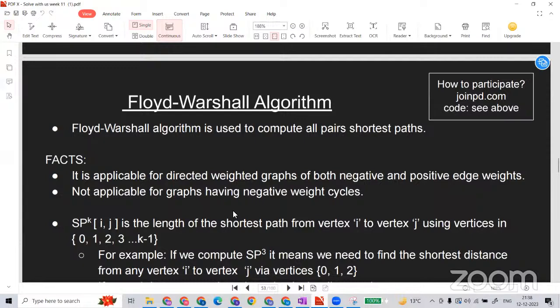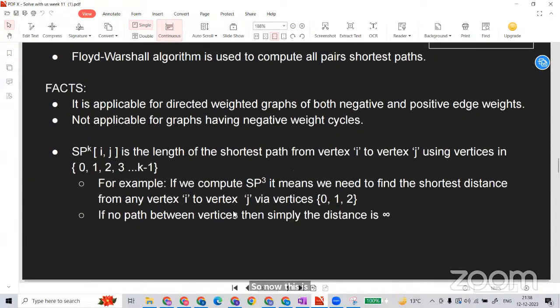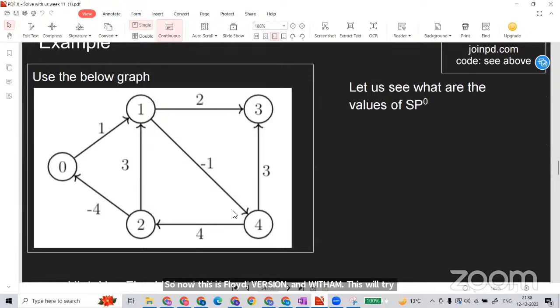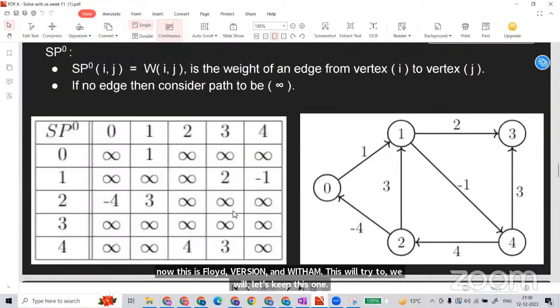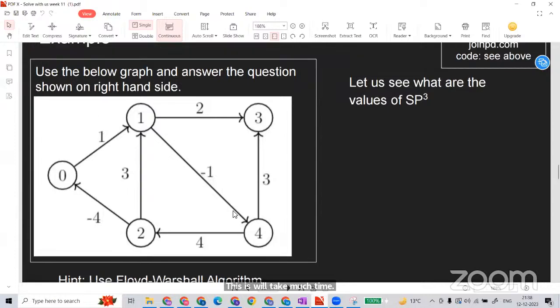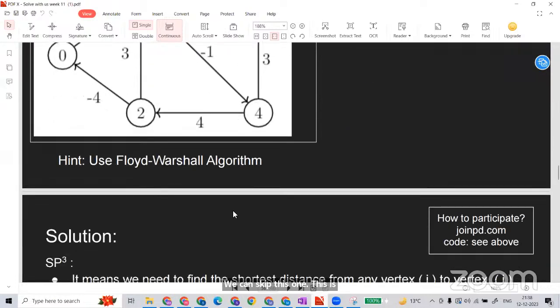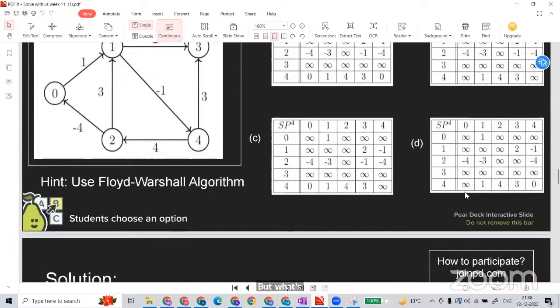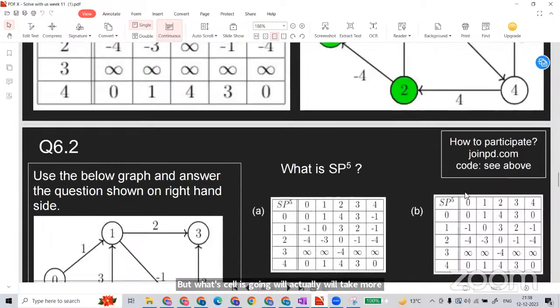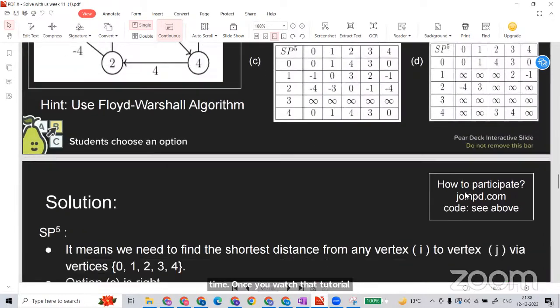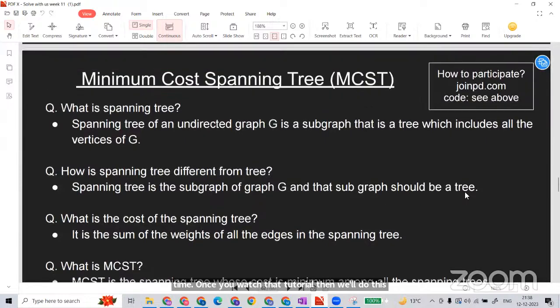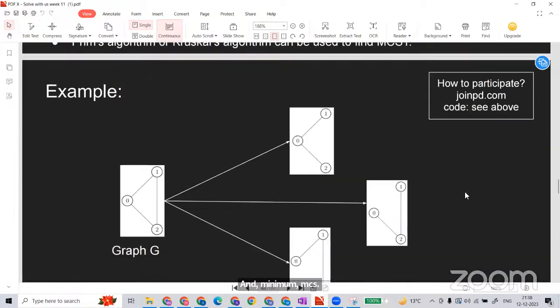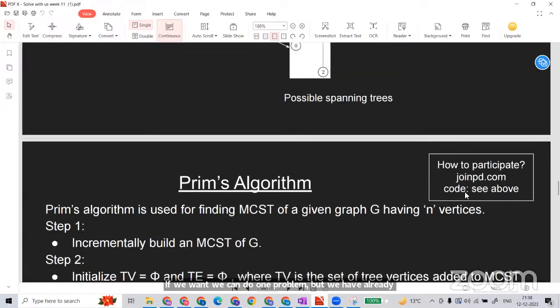So now this is the Floyd-Warshall algorithm. We will skip this one. This will take much time. Floyd-Warshall will take more time. Once you watch that tutorial, then we'll do this. And after Floyd-Warshall, the minimum cost spanning tree. If we want, we can do one problem, but we have already spent much time.